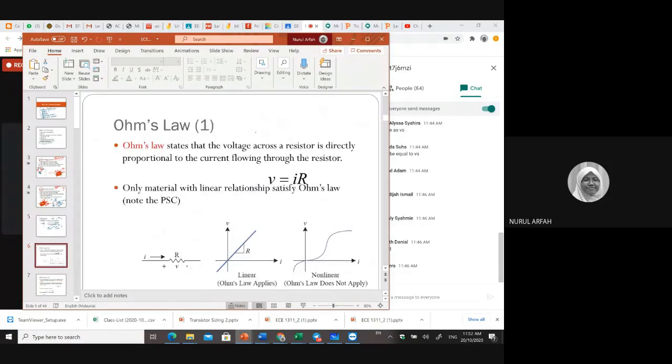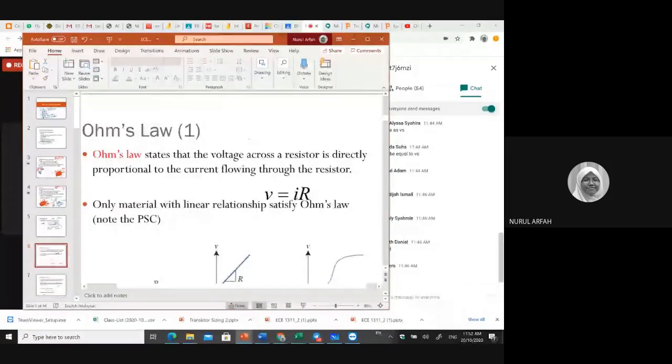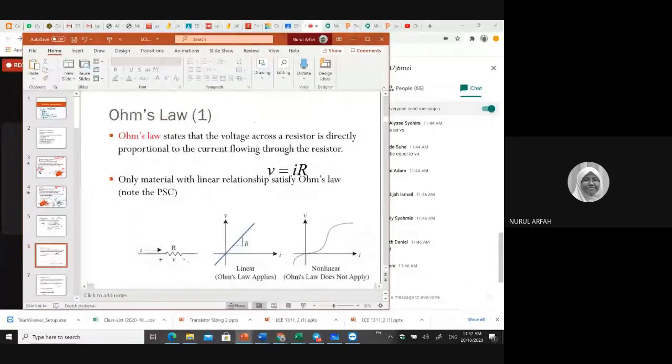Okay. I think you are familiar with Ohm's law. Voltage is related to IR, or we put it as directly proportional to the current. And if you plot voltage versus current, then the slope here is your R value, or resistance value. And you still remember, right?